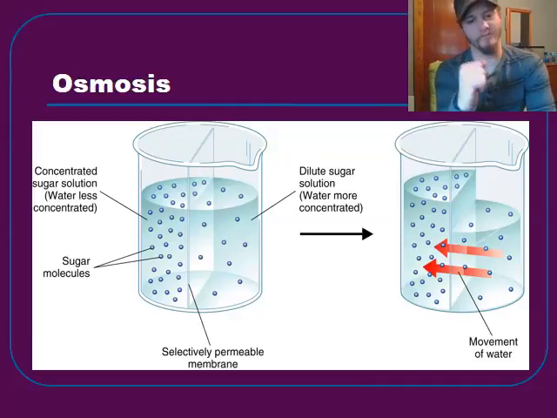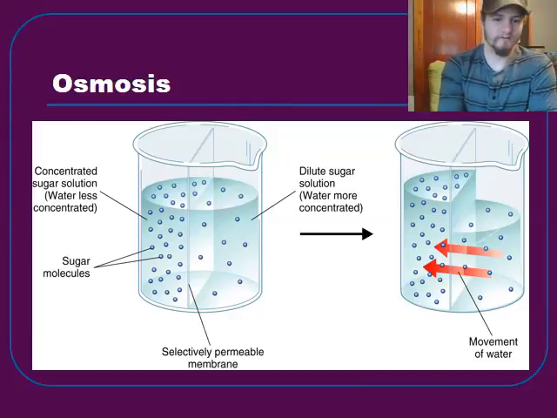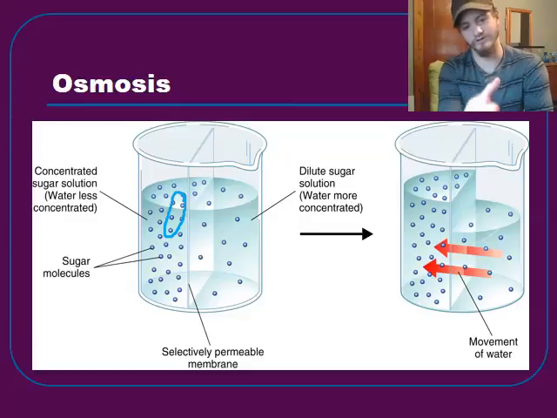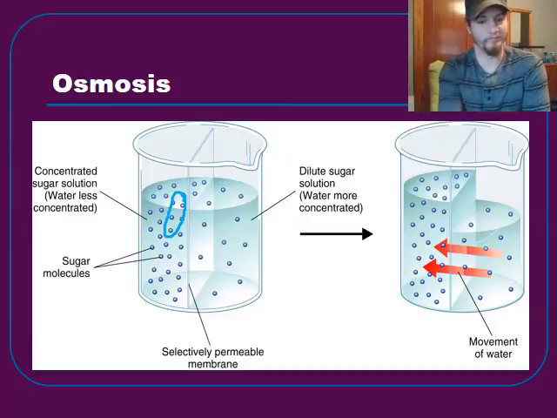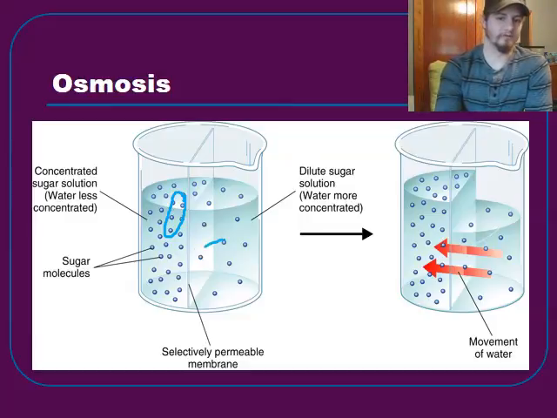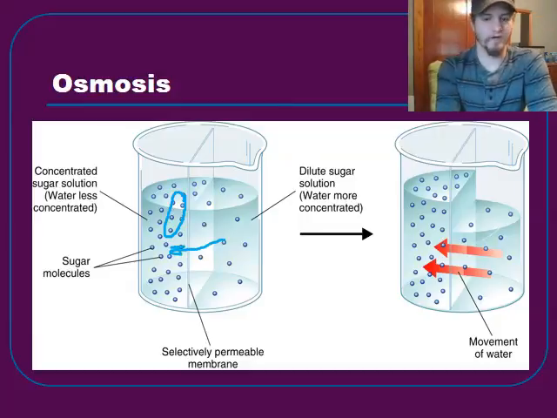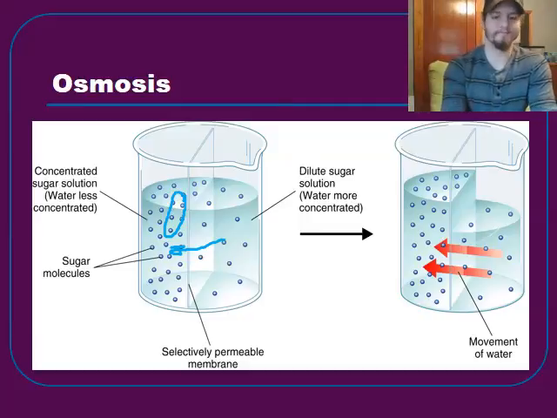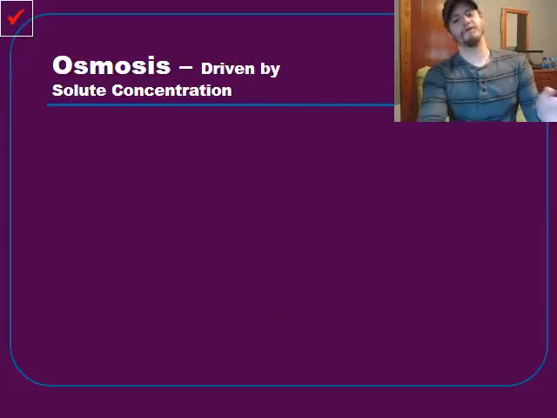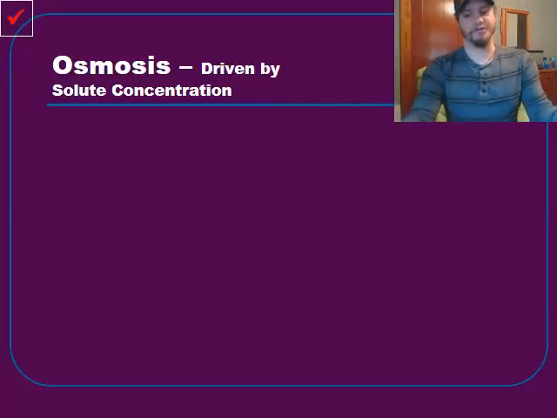So just like we talked about before, as you can see, on this left-hand side here, we have way more solute than we do solvent. So we have way more solute than water on the left. And we have way more water on the right compared to the two ratios. We want them to be equal. So over time, what's going to happen here is the water will move from the right side to the left side to balance out the two. We want things to be equal. We want an equal amount of water to solute ratio on each side. So osmosis, once again, is driven by solute concentration.